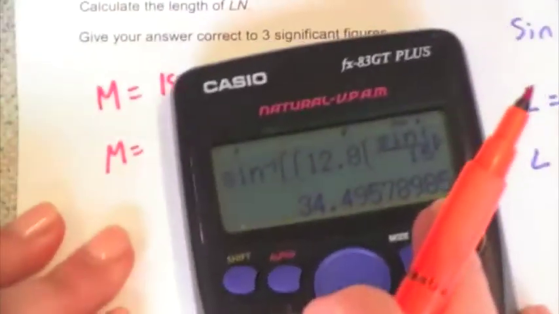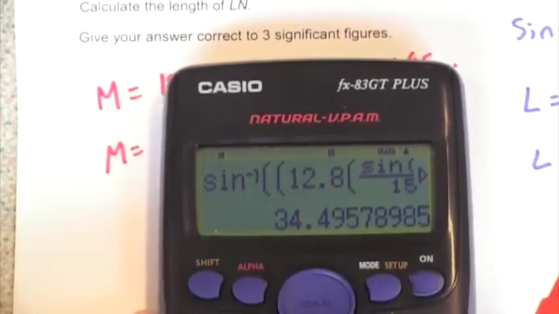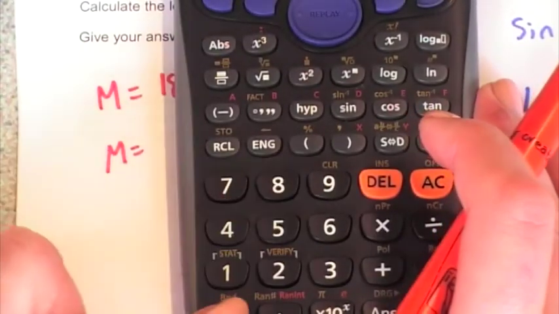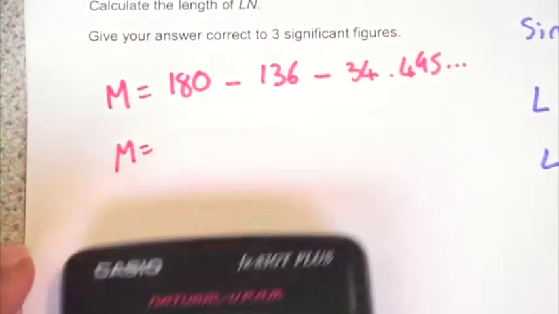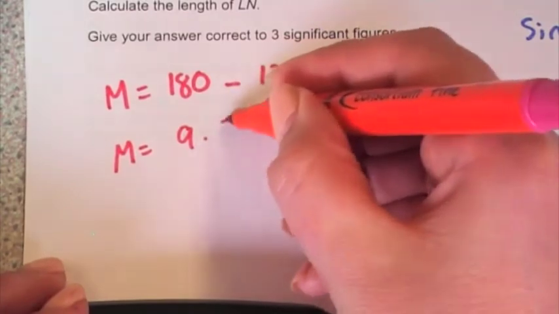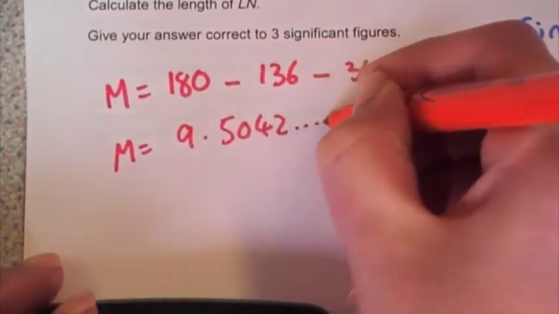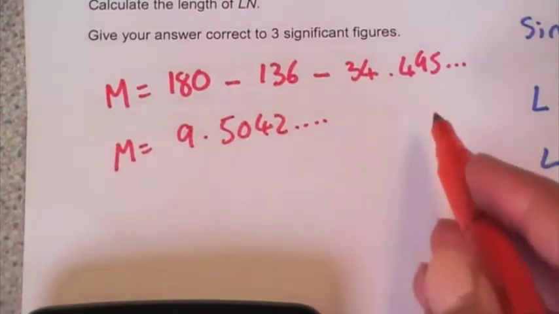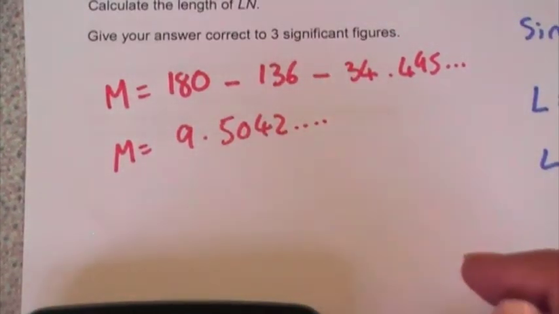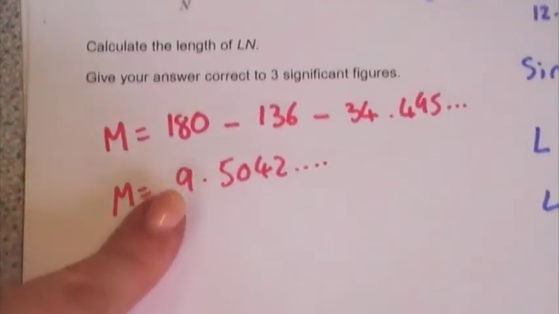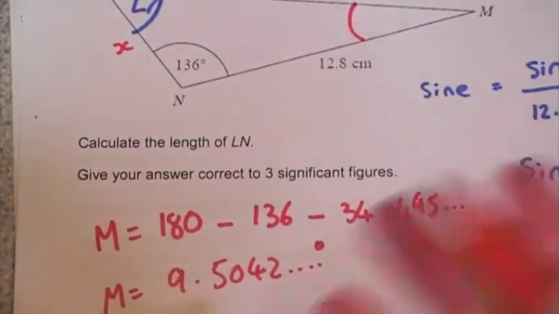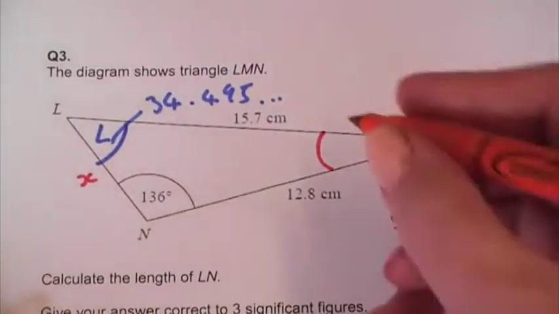I told you I was keeping that in there. I'm going to not press all clear. I'm just literally going to start typing 180. Take away the 136. Take away my answer equals 9.504. So M equals 9.5042. It's not the end of the world if you have rounded that off and you're using it throughout. You will get follow-through marks if you've rounded it incorrectly, but I'm just going to try and keep it as accurate as possible. So I know now that that angle is 9.5 degrees. So that's this one here.